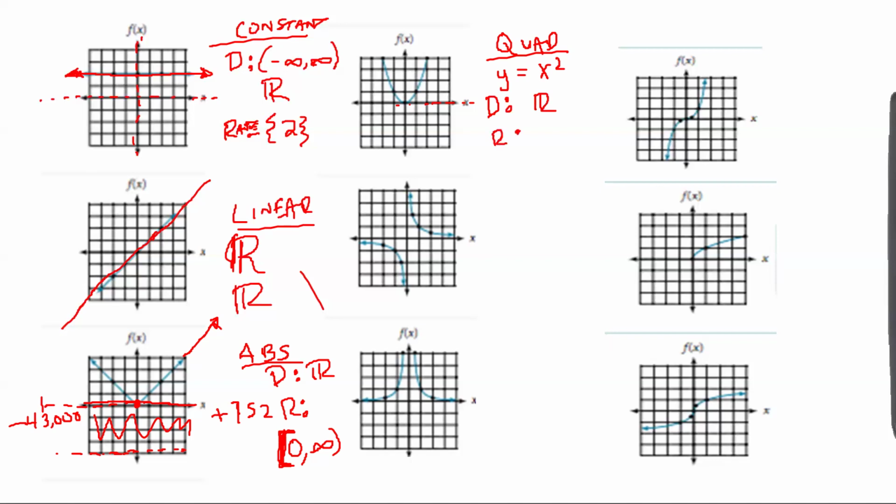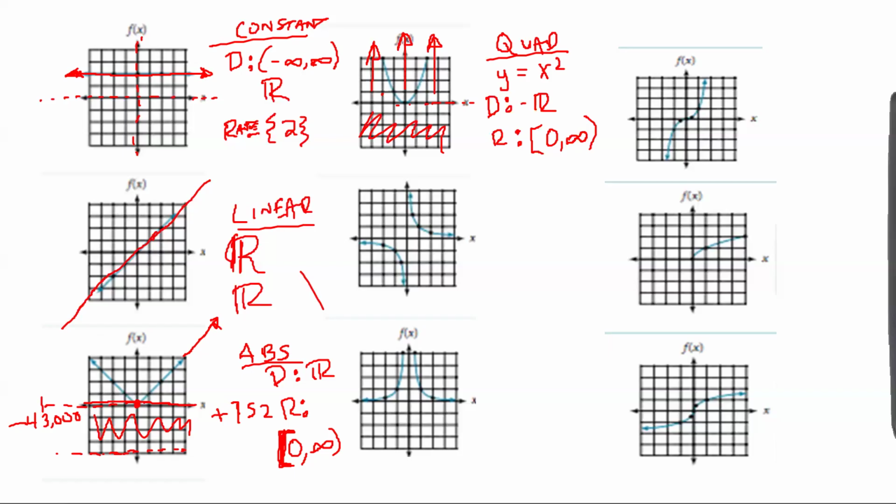But the range here, again, like the absolute value function, I don't have anything in the southern hemisphere. So it's going to be zero all the way up to positive infinity. Anything above this is possible to get out of that thing. These two tails just keep going up forever. Right here, what do we got?